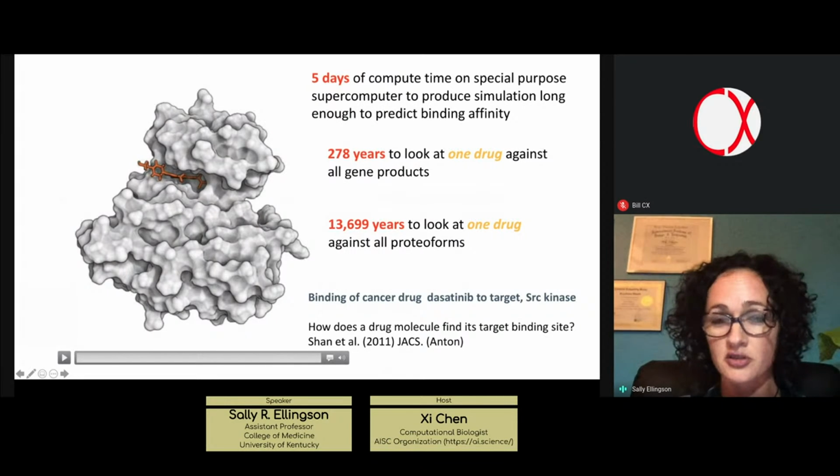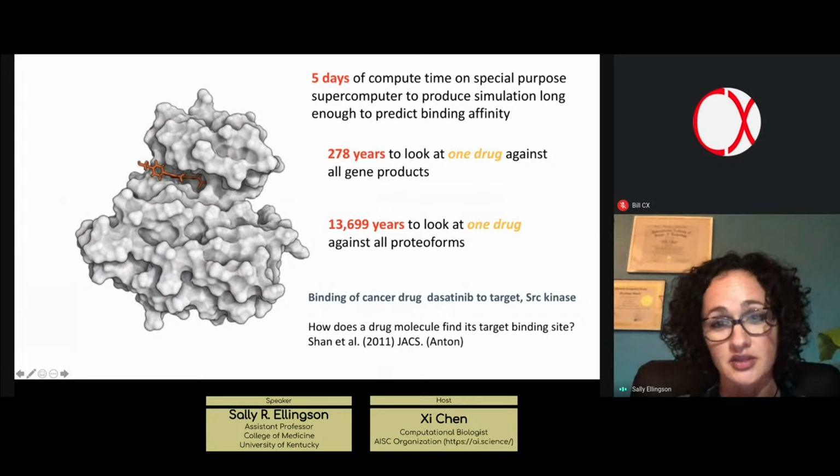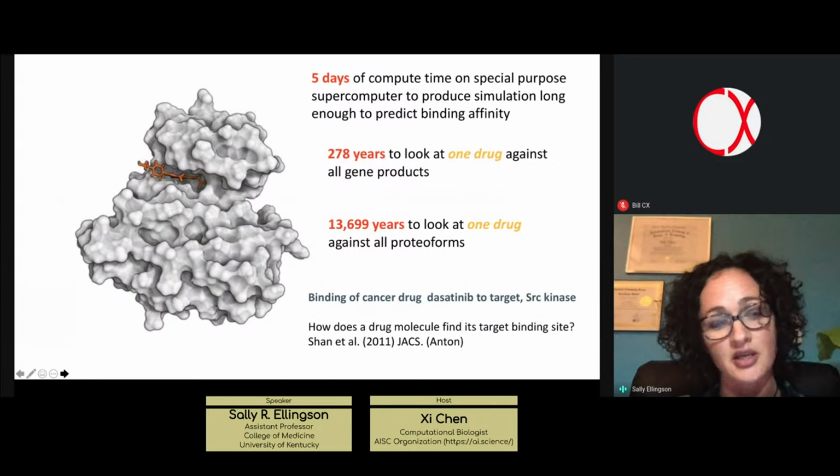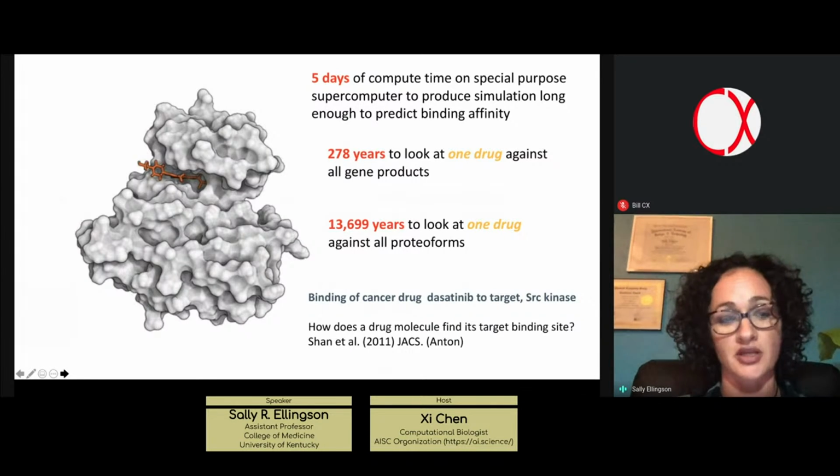So if we're assuming it takes 5 days to accurately do one of these calculations, it would take 278 years to look at one drug against all gene products, and it would take nearly 14,000 years to look at one drug against all proteoforms. So again, even computationally, to try to accurately do these predictions at this scale is not possible.